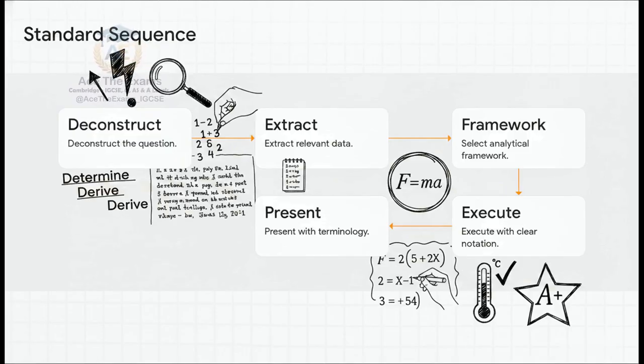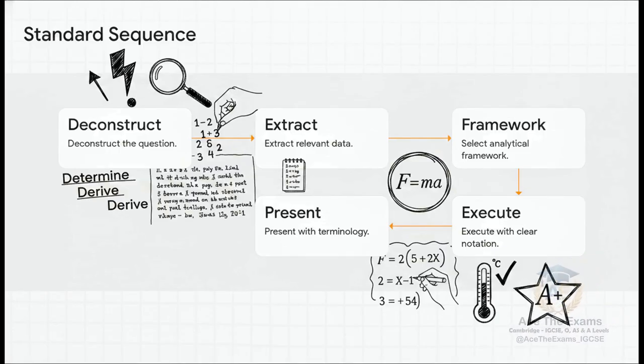Step 2. Extract relevant data. Pull the numbers out of the dense paragraph, convert all those prefixes to standard form immediately, and write them in a clear, vertical list. Step 3. Select your analytical framework. Write down the core formula you are using. Listen to this. Just writing the correct unarranged formula on the page often secures your very first method mark.